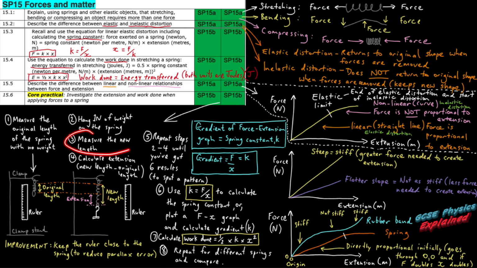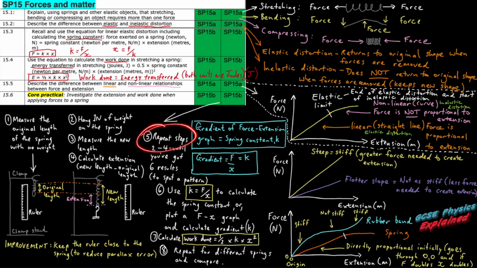Then what you do, so for your 3rd mark, measure the new length. Then for your 4th mark, calculate the extension. So tell the examiner, get your new length and take away the original length. So get that new length there. I don't know, that might be 20 centimetres, and the original length might have only been 10 centimetres.